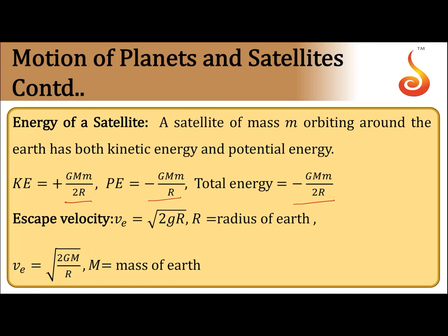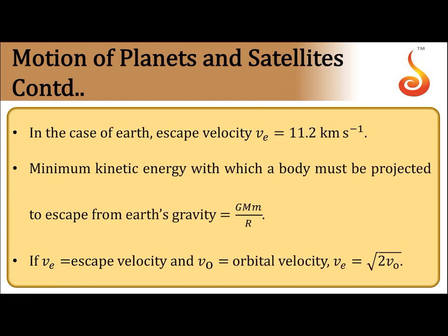Escape velocity of a satellite, or any object, for a planet is the minimum velocity that is required to leave the gravitational pull of the Earth. So escape velocity is given by root of 2gR. It is also given by root of 2GM by R. In case of Earth, escape velocity is 11.2 km per second. So, the minimum kinetic energy with which a body must be projected to escape Earth's gravity is GMm by R.